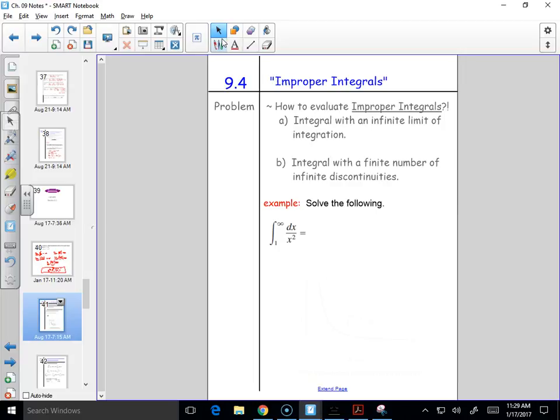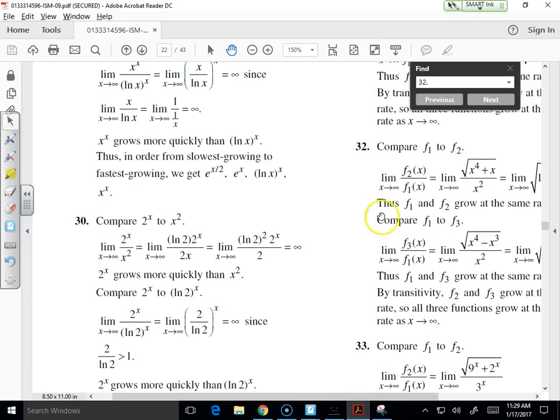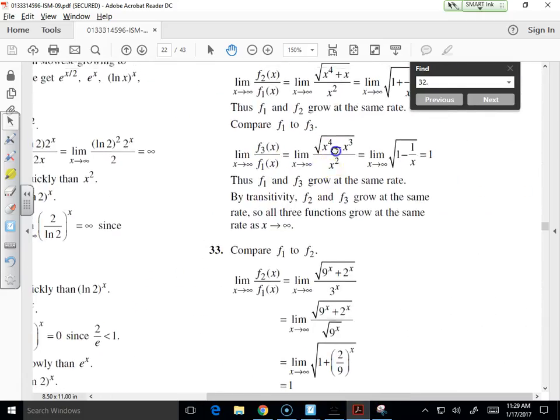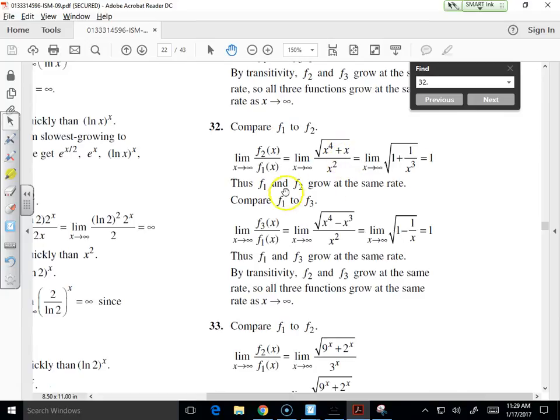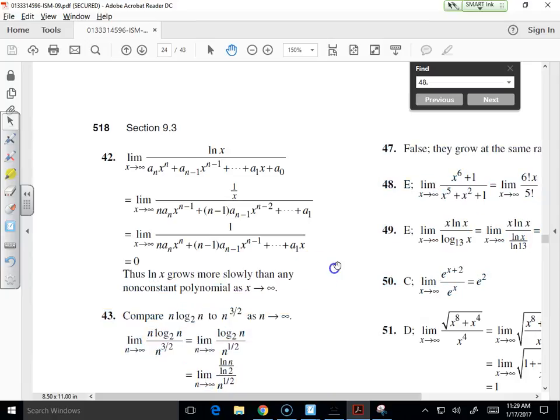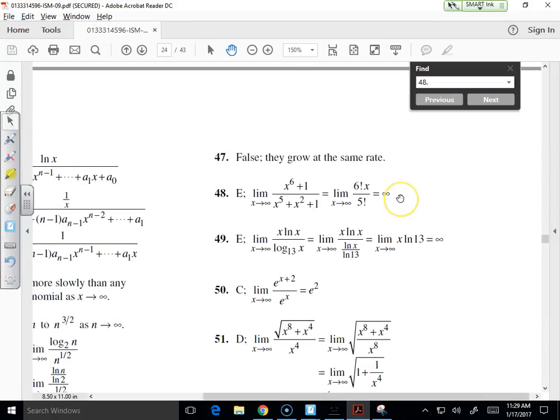Alright, 30, do we already do 30? Nope, let's finish 30. 32. F1 and F2 grow at the same rate, and F1 and F3, so everybody grows at the same rate. Is that it? 48. Sorry. No, you're good. 48 should be E, final answer is infinity.